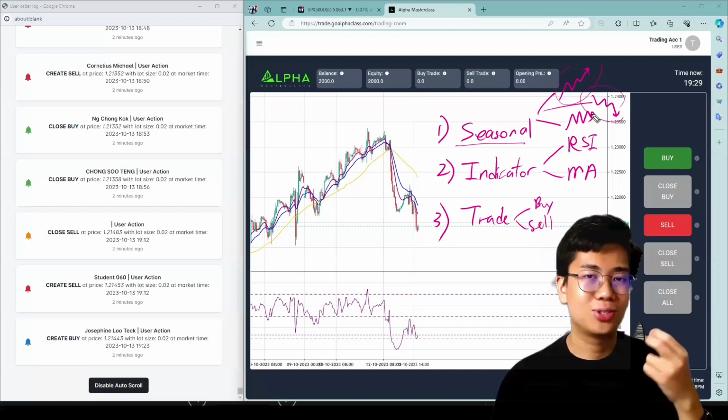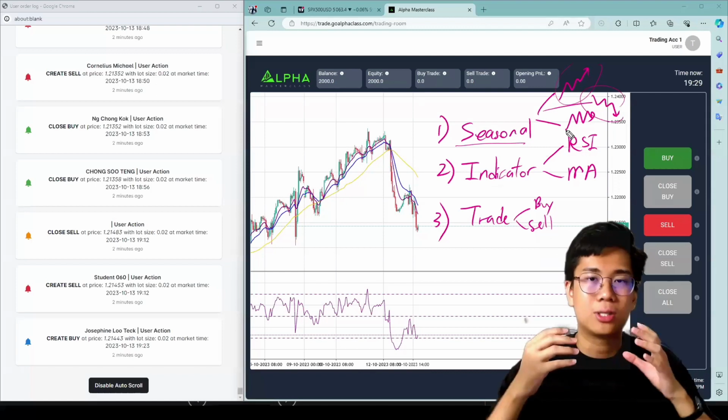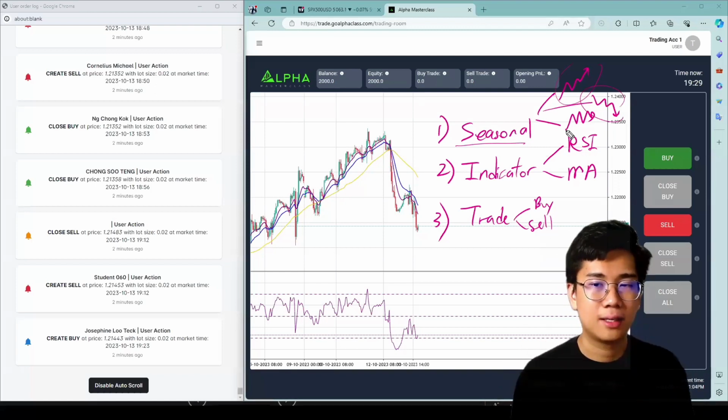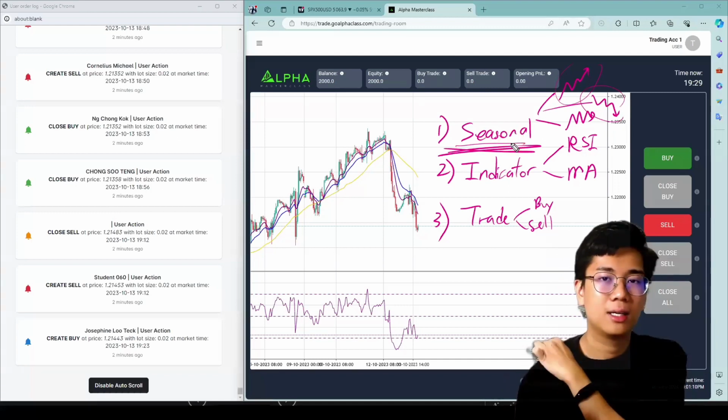And that is also why you don't know whether it should be up or should be down. You don't know when you should close the trade because you have no idea whether the market is going to go up or down. You need to anchor it first. That is why seasonal starts first. You need to study the seasonal in the market.